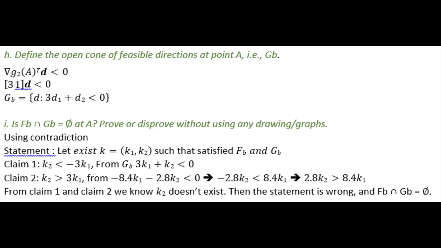It is G, the gradient of G2 transpose D, and the dot product should be strictly less than 0. This is the open cone. Now the gradient was 3 and 1, and this is D1, D2, strictly less than 0. Or you can say 3D1 plus D2 strictly less than 0. This is the open cone of feasible directions.